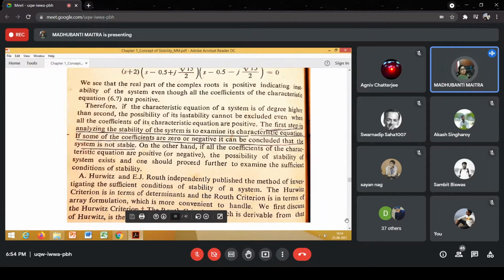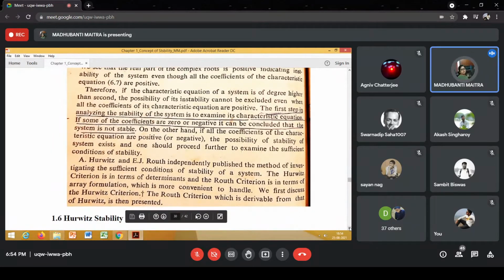The tools are not identical in nature and they are separately proposed by, as I said, Hurwitz and Routh. But if we know Hurwitz's criterion, then from it we can derive Routh's criterion and vice versa. And most interestingly, both of them proposed their own criterion almost at the same point of time. A. Hurwitz and E. J. Routh independently published the method of investigating the sufficient conditions of stability of a system.